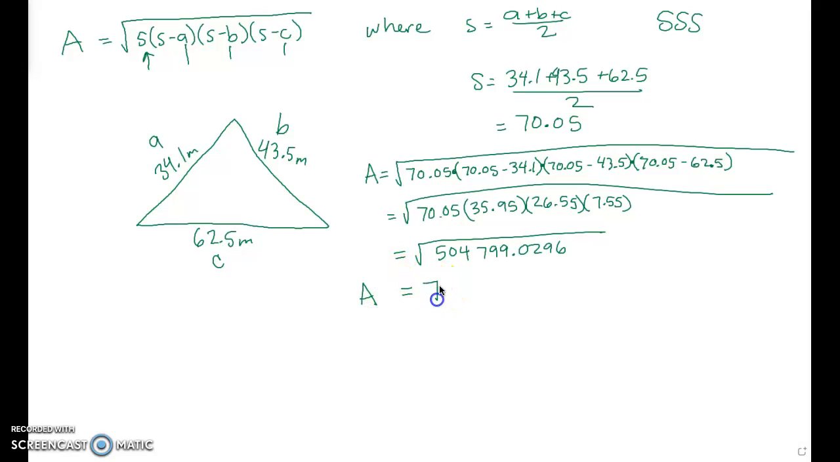equal to 710.492. What? Well, I'm working in meters, so my area is going to be meters squared. This area is always squared. So that is the application of Heron's formula.